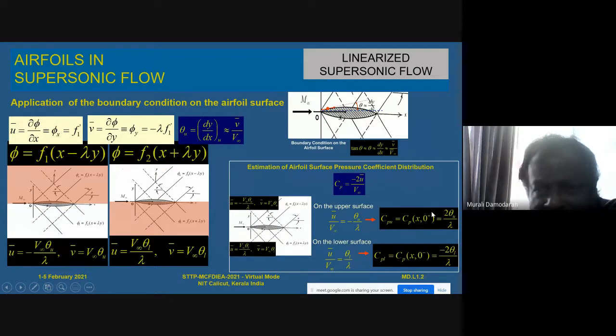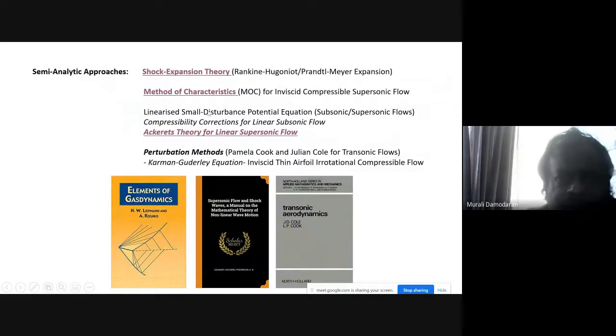It's by Ackeret, a Swiss aerodynamicist working with Ludwig Prandtl during the war. And you basically have a pressure coefficient in terms of the shape of the airfoil, the upper and lower surface, that's all you need. This is the angle, that is basically the slope. Okay, so if you know the slope, if I give you a shape, you know the slope, you can construct the pressure distribution. So that was how the state of the art was like during the early days.